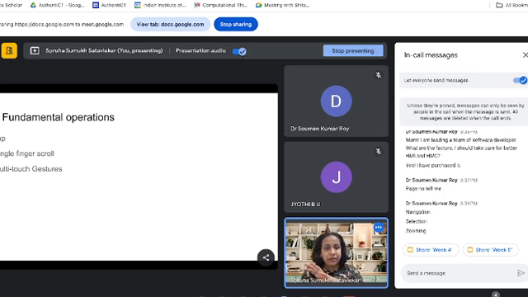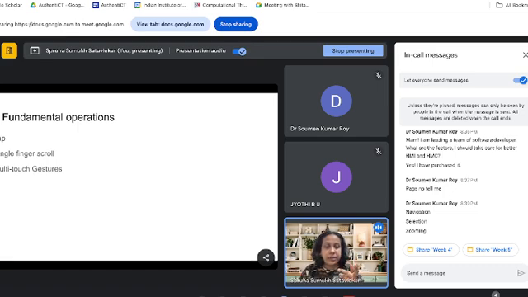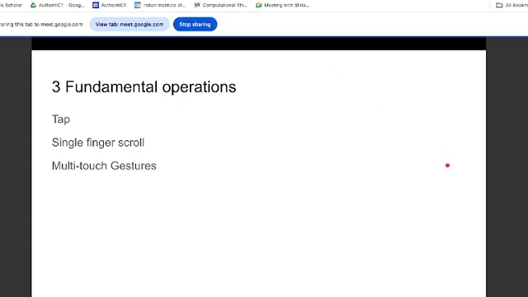It is the same thing, using Fitts law for the selection. So that navigation has been covered. Now we are talking about these three fundamental operations on the touch screen, that is tapping, single finger scroll, and multi-touch gestures like zooming in, zooming out. There are also two finger scroll mechanisms in some touchpads. So such multiple gestures can be used with the touchpad.